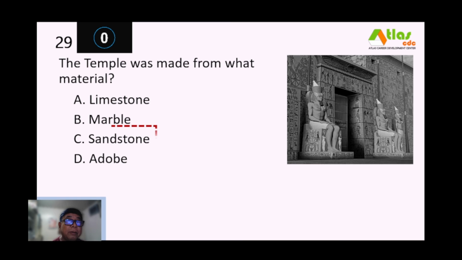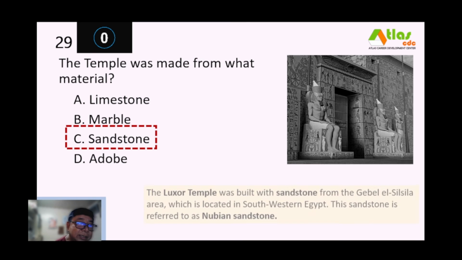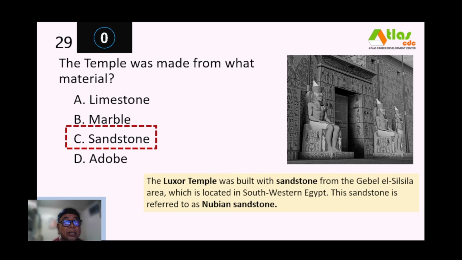And our correct answer is letter C, sandstone. So the Luxor Temple was built with sandstone from the Gebel el Silsila area, which is located in southwestern Egypt. This sandstone is referred to as Nubian sandstone.